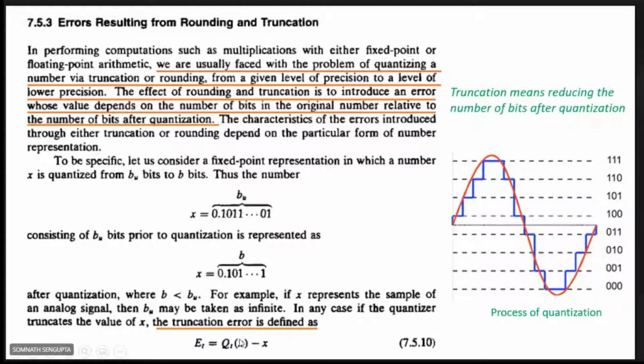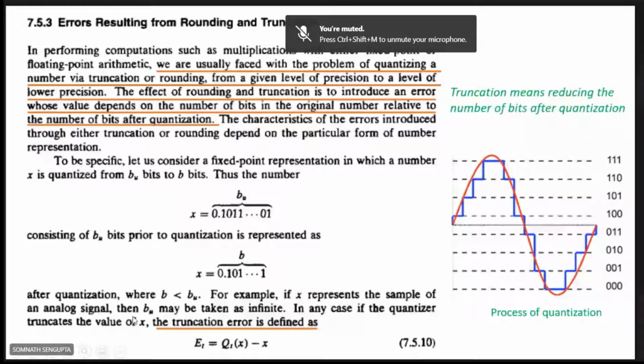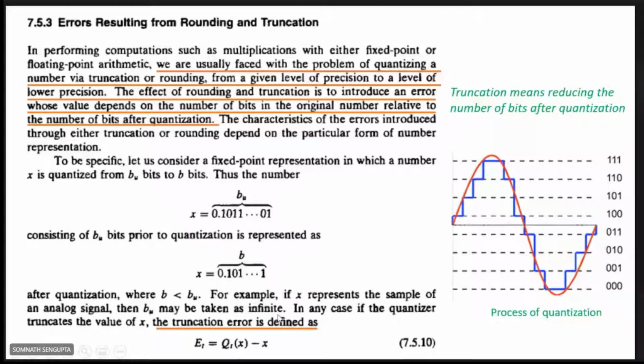So what is the truncation error? B is less than BU. For example, if X represents a sample of an analog signal, then BU may be taken as infinite: a very large number of bits are considered to represent X.